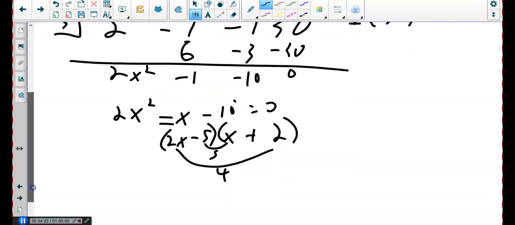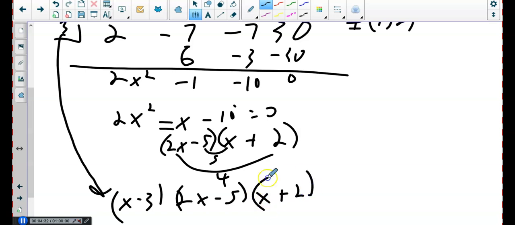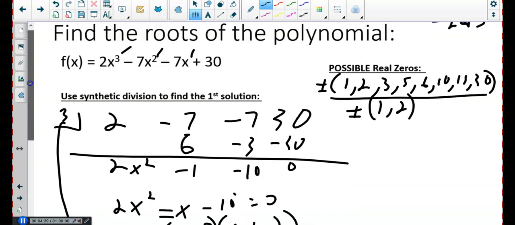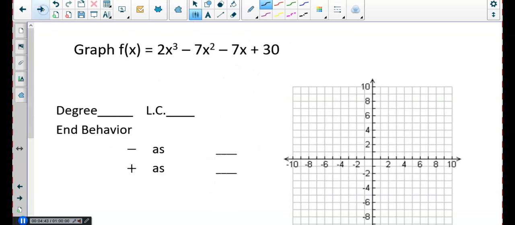And there are my, okay, this is x minus 3, 2x minus 5, and x plus 2. And therefore my zeros are going to be 3, 5 halves, and negative 2. And remember at the beginning I said negative 2 and 3. And that was correct. Right. I believe it was the last one.